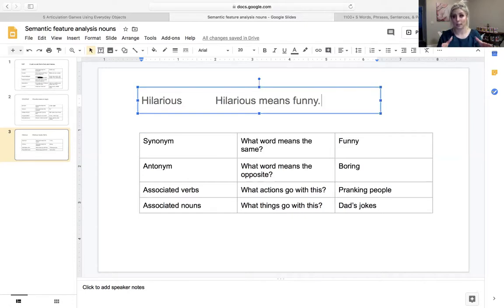So you could just leave it at this, especially for our younger kiddos. Hilarious means funny. Cool. For a little bit of our older kiddos who can kind of understand that different words may mean similar things, but might be a little bit different, like I would use hilarious to mean something is really funny. Like there's funny and then there's hilarious. So you can introduce that. You just kind of have to take a feel for how much information your student can take on at a time.